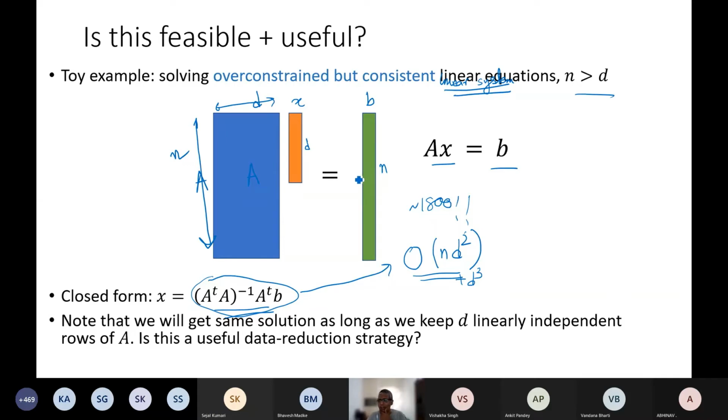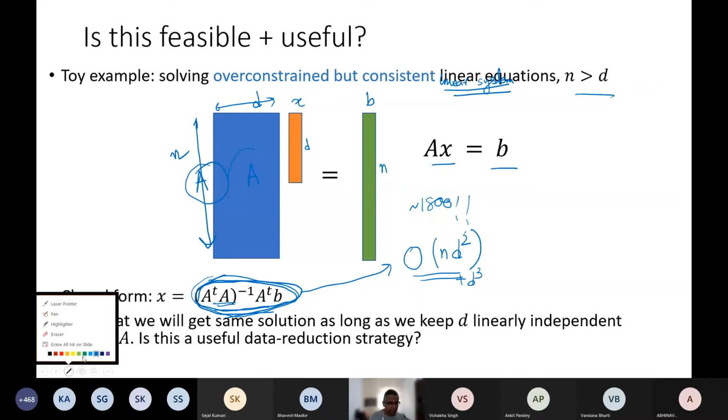Now the question is, can you do it smarter? Do you really need to keep this entire matrix A in memory to calculate A transpose A, and specifically A transpose A inverse? Turns out no. Because what you're really interested in is solving this particular problem. Turns out you can do the following. In fact, let me use a different color. Perhaps I might be going a little slow, but that's okay.